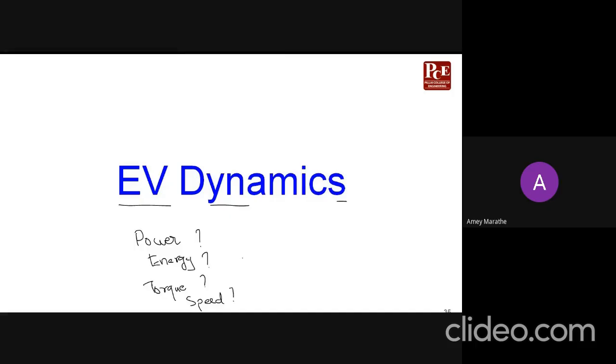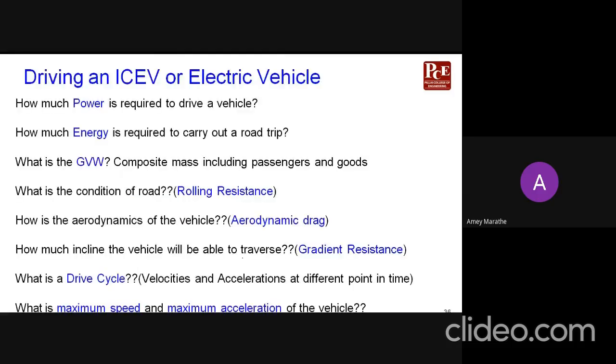So you cannot simply go on selecting, saying okay, I have to design a vehicle, I select this motor, I select this battery pack. That is not going to solve the purpose. And that is why understanding EV dynamics is very important. So let us go ahead and at least try to understand some things out of it.